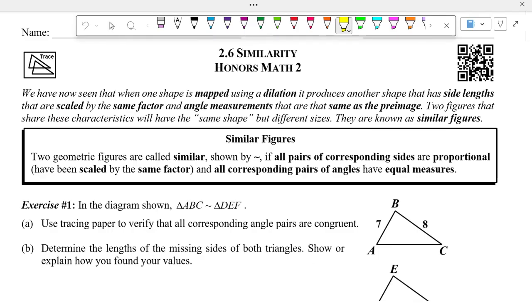So, just like I just said, dilation produces another shape that has side lengths that are scaled by the same factor, and the angle measures are the same as the pre-image. All right. So when we did dilations, we were usually given a scale factor. That's what we would multiply to all the sides of the original to get the new sides.